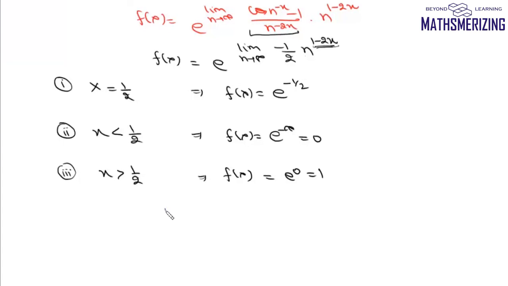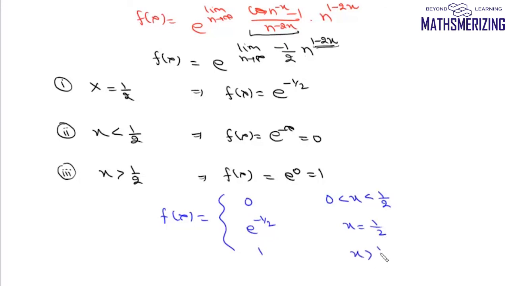So we can define this function f(x) as 0 when x lies between 0 and 1 by 2, it is e to the power minus 1 by 2 at x equals 1 by 2, and it is 1 when x is greater than 1 by 2. So this function is discontinuous at x equals 1 by 2, and its left hand limit is 0 and right hand limit is 1, and the function value at 1 by 2 is e to the power minus 1 by 2.